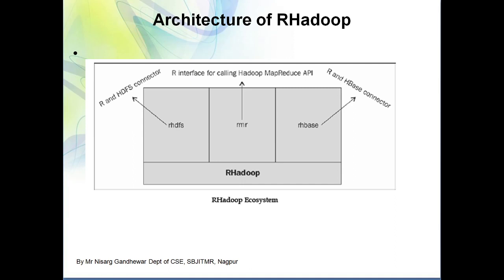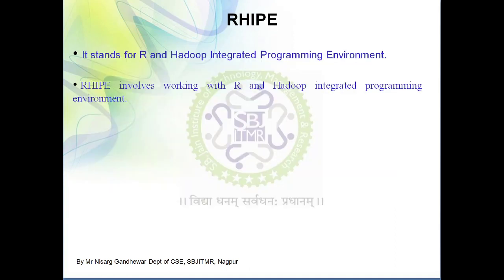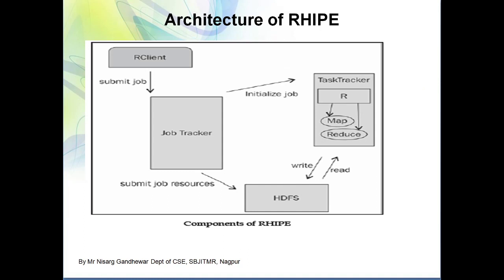So this is the first way of integrating R with Hadoop. Then the second way is RHIPE. It stands for R and Hadoop Integrated Programming Environment. It involves working with R and the Hadoop Integrated Programming Environment. This is another way of integrating R with Hadoop. So this is the architecture of RHIPE.